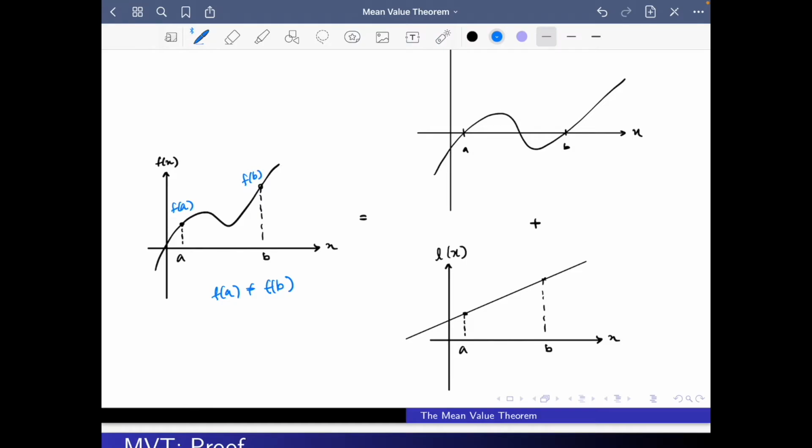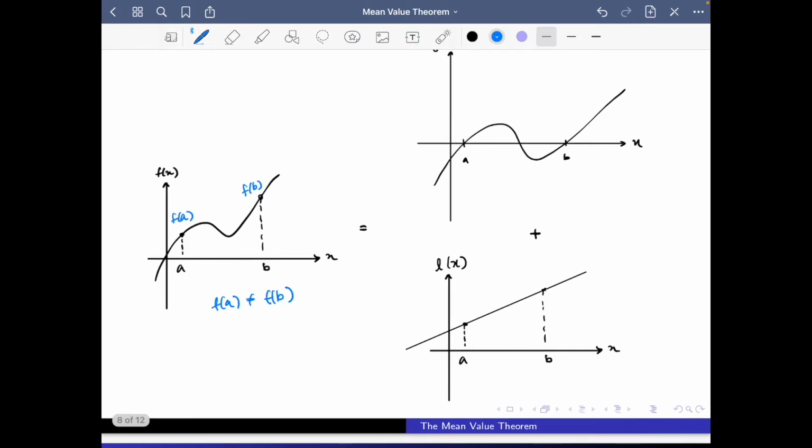So we try to modify the function into something that we can apply Rolle's theorem to. How do we do that? We need the function L(x). L(x) is a linear function that connects the points f(a) and f(b). So you see the line that connects f(a) and f(b). You can also say it has the characteristic that L(a) equals f(a) and L(b) equals f(b).